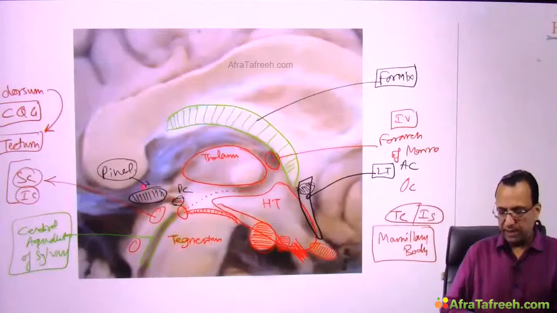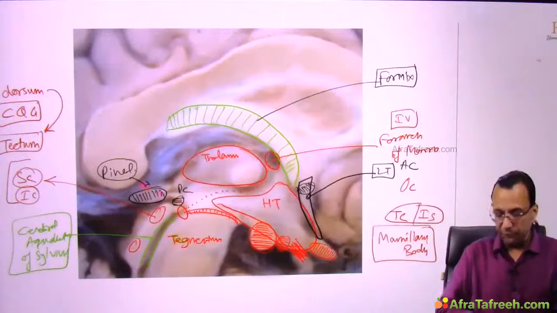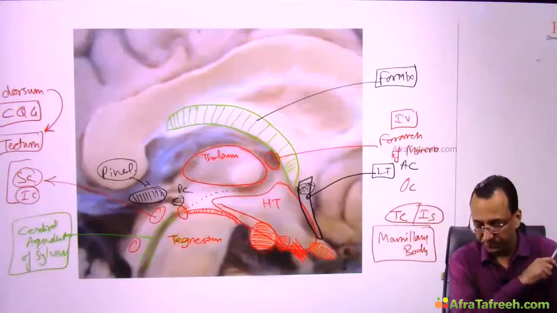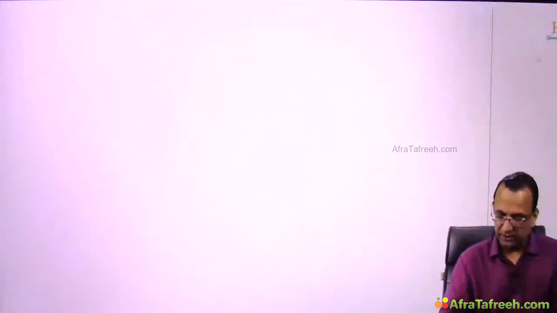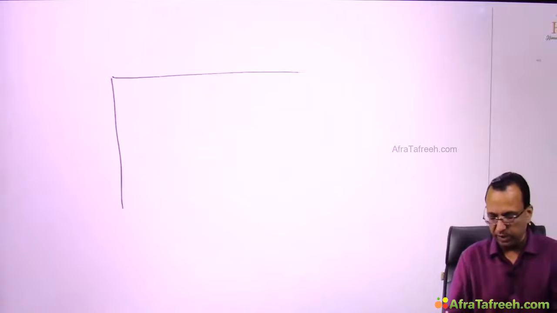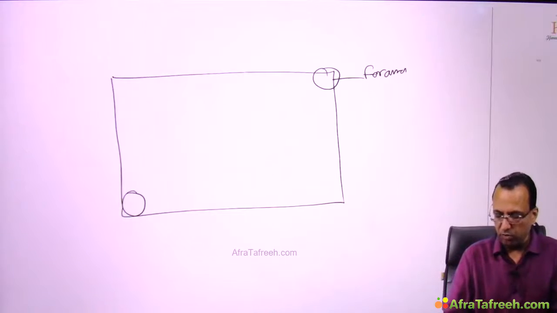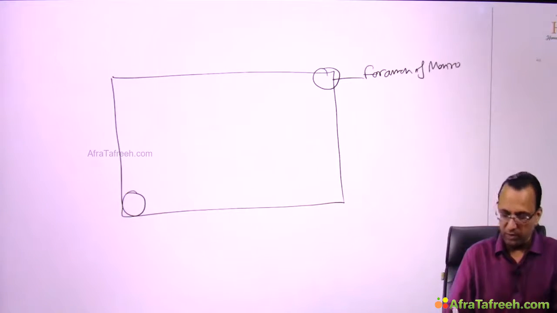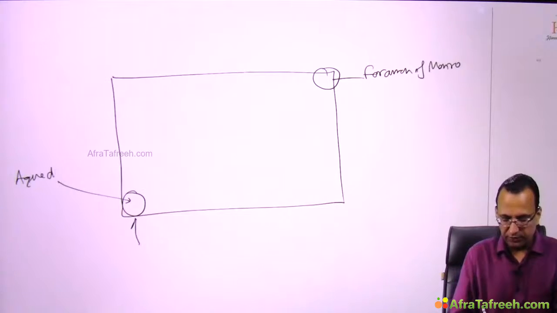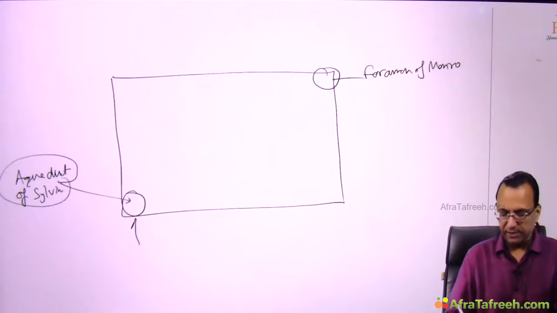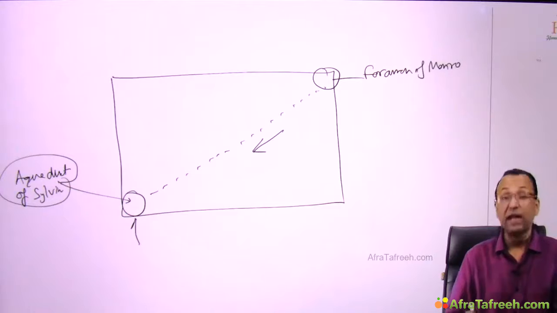So let us make a diagram now ourselves. We'll make a schematic diagram for the boundaries of the third ventricle. Where do you start and where do you end? Actually, this is called the foramen of Monro. If that is the foramen of Monro, then what is this? This is actually the aqueduct of Sylvius, the beginning of the aqueduct of Sylvius. So that is the extent. That is where the CSF is running. Yes, CSF runs downward like that.